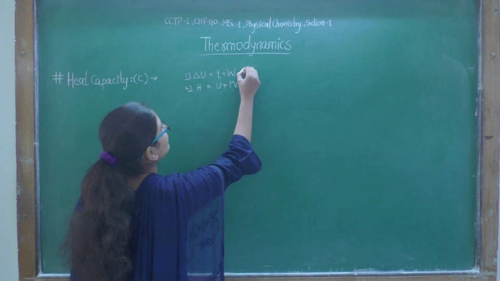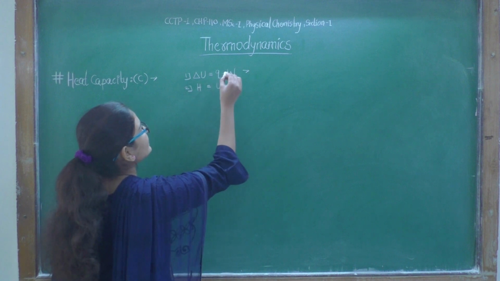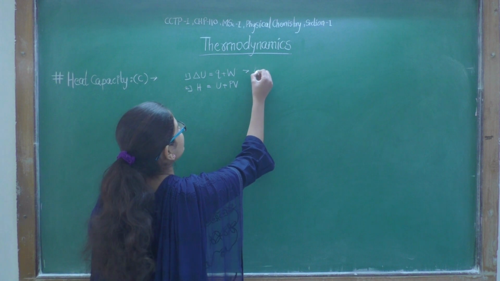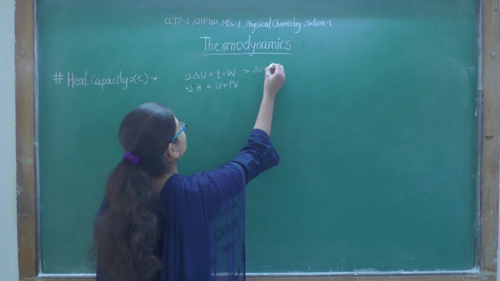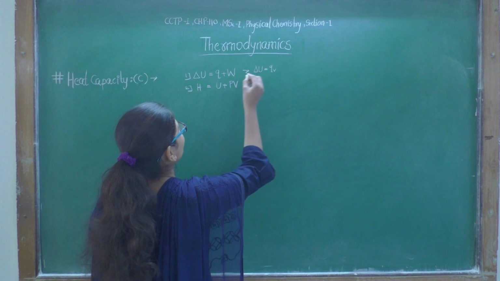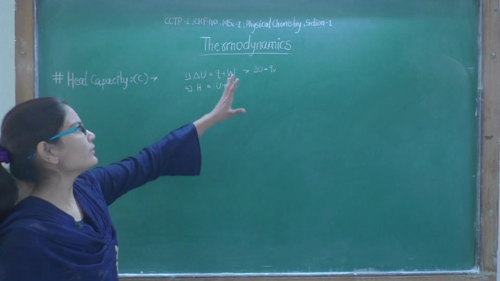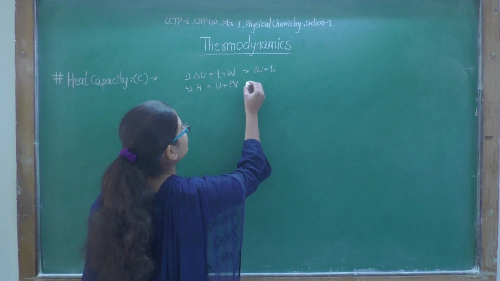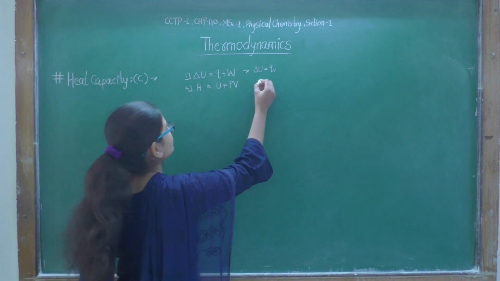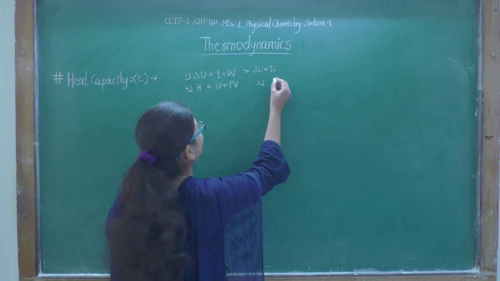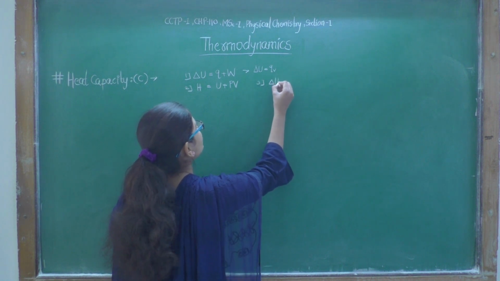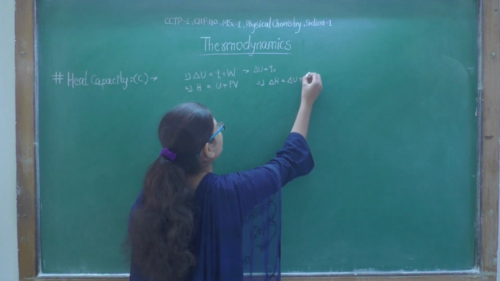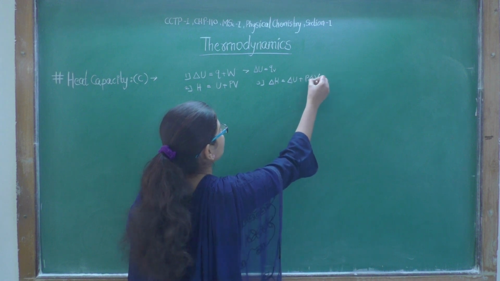Now, change in internal energy at constant volume was equal to heat, delta U is equals to QV. Because delta V equals to 0, so work done will be 0 and delta U equal to QV. And again, this relation was modified as delta H is equals to delta U plus P delta V, right?